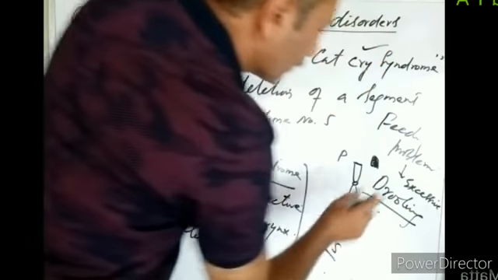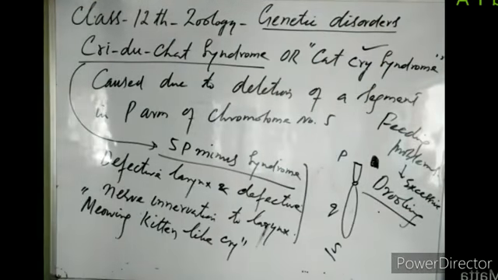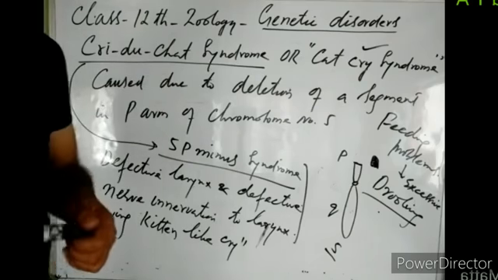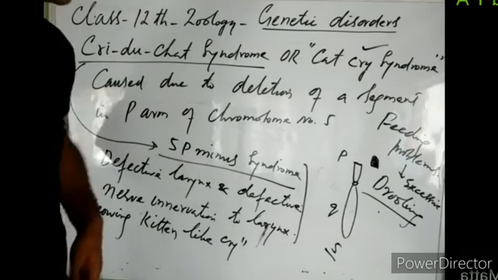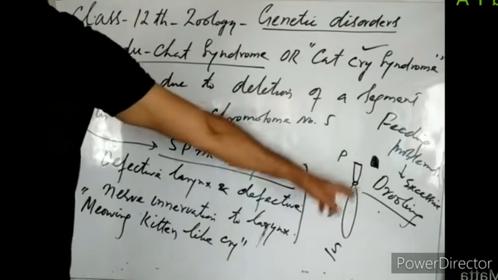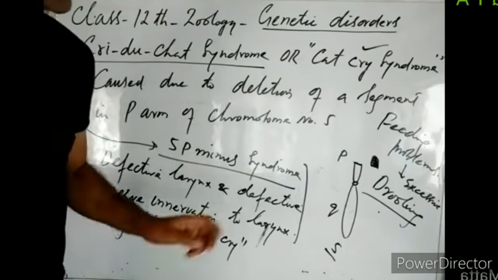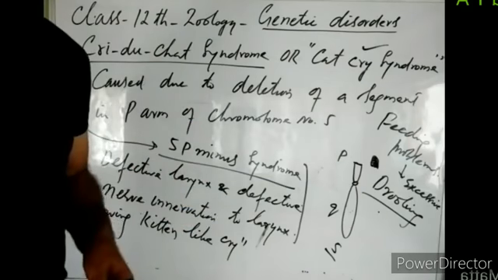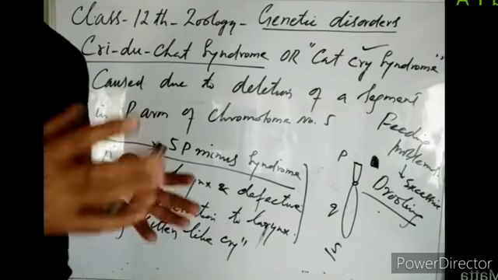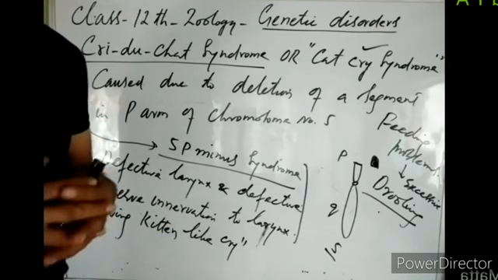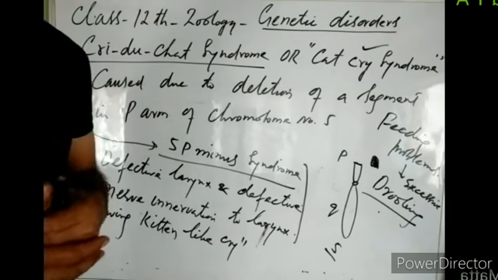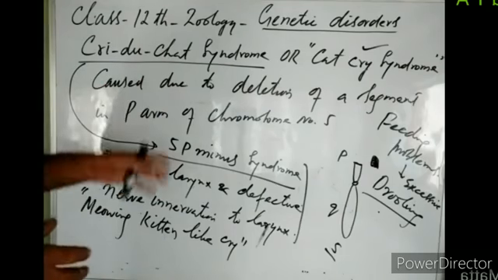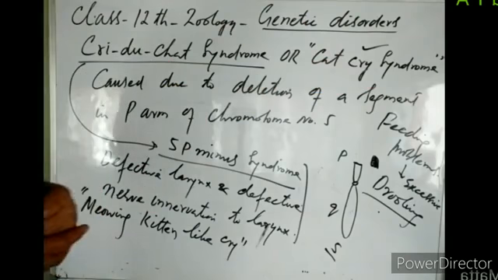So their saliva flows out of the mouth, right? It is all because of the defects in larynx. In cri-du-chat syndrome or cat cry syndrome, a baby is suffering from deletion of a segment of chromosome number 5 in the p arm, right? Due to loss of this chromosome segment, the larynx of the baby becomes defective, or the nerve innervation to the larynx becomes defective. So the larynx is not functioning properly. When these babies cry, their cry resembles the mewing of a kitten. That is why it has been named cat cry syndrome, right?